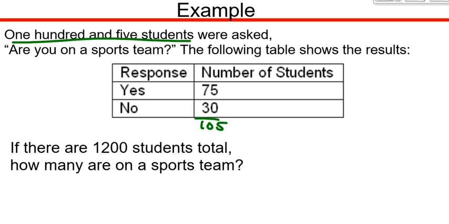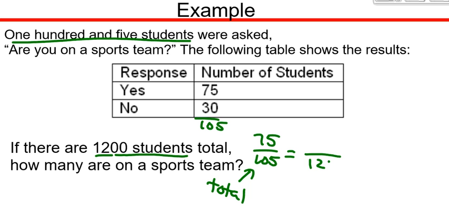So I'm looking for the ones that suggest that they are on a sports team. So 75 out of those 105 said yes, they are on a sports team. Okay, so the totals, again, the totals on the bottom. If there are 1,200 students total, the total goes on the bottom, and the x goes on the top, and then we have to solve for our ratio. So I got 105x equals 75 times 1,200, which you could put in your calculator is 90,000.